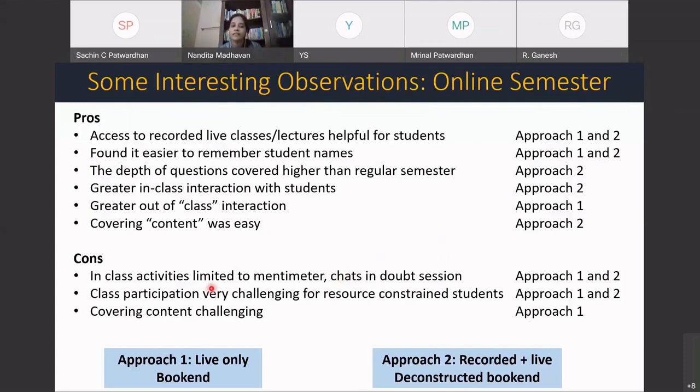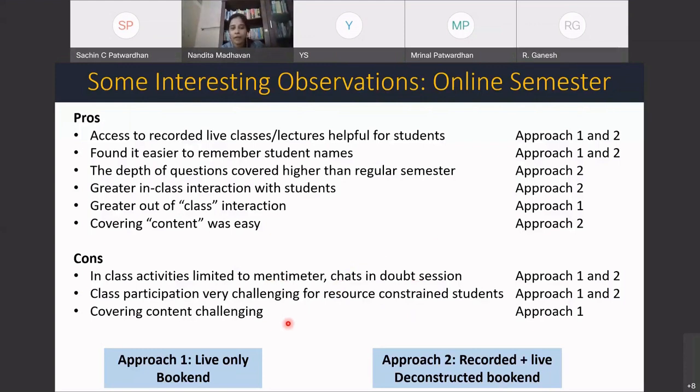Cons: in-class activities were limited to Mentimeter, chats and doubt session. Class participation is very challenging for resource-constrained students. Especially some students who were using mobile for viewing the lecture told me they had a tough time navigating between the classroom and the Mentimeter quizzes in class.